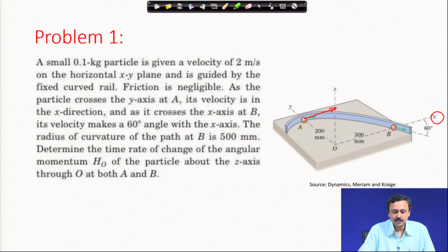The radius of curvature of the path at B is 500 millimeter. Determine the time rate of change of angular momentum h o, which means h about O, of the particle about the z axis through O at both A and B. This problem is from the book of Merriam and Craig.